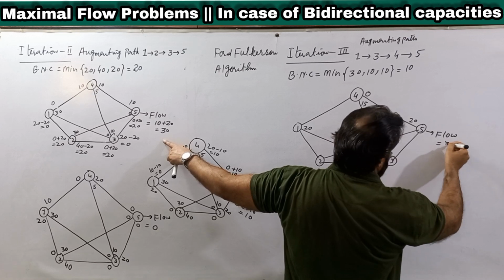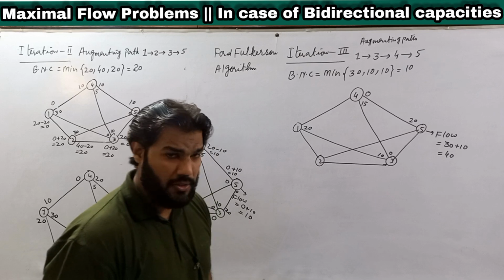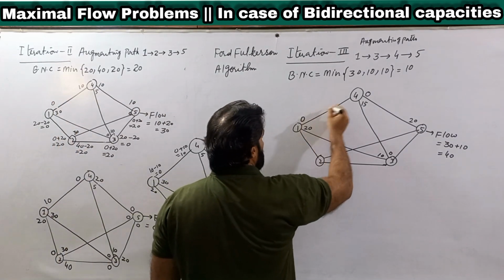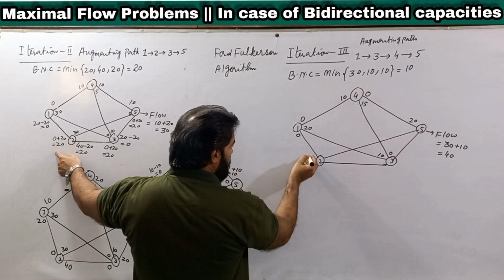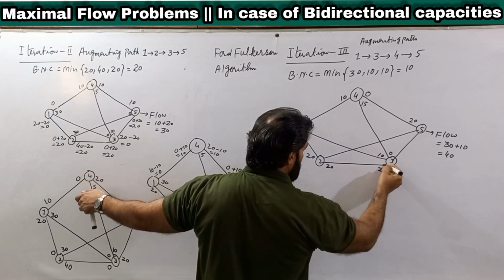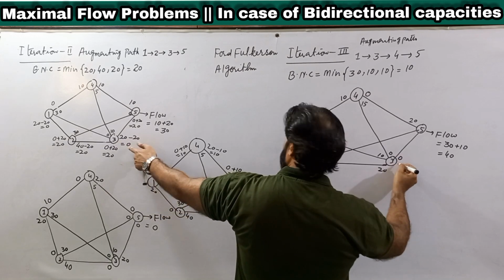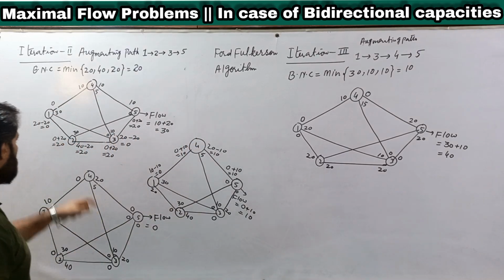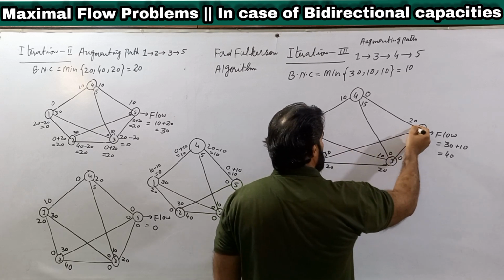Now our flow is 30 plus 10, which is equal to 40, and the remaining numbers will be as they are: 0, 10, 0, 20, 20, this is 20. 3 to 5, this is 0, and this is 20, and the numbers between node 2 and 5 are: this is 30, this is 0, 30, 0.